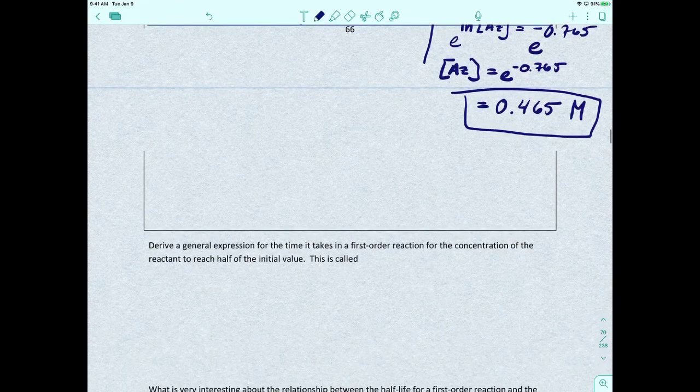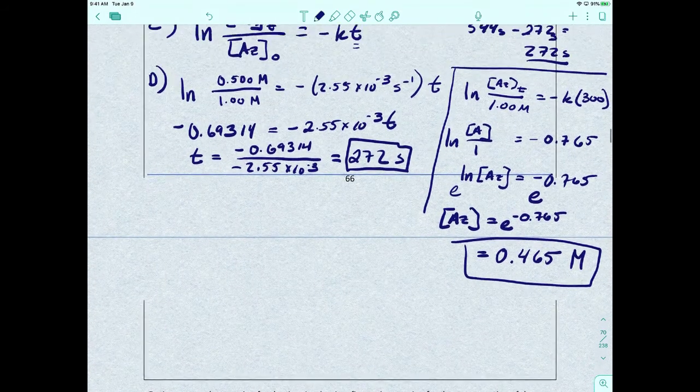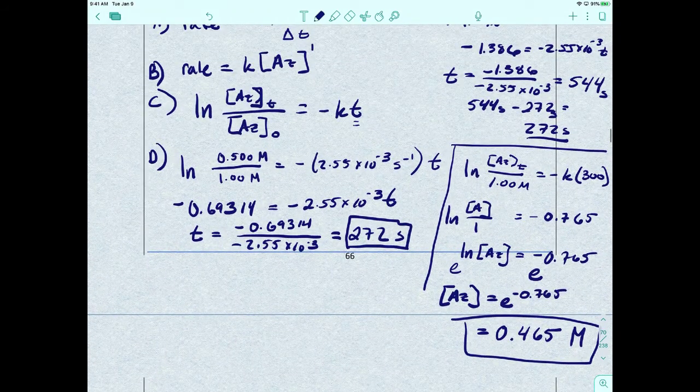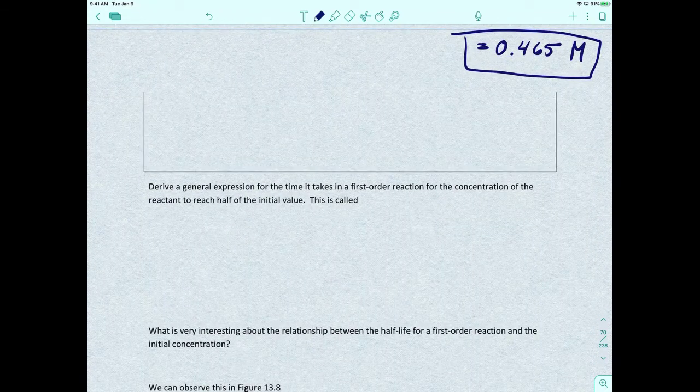All right, now one more thing I want to talk about before we leave this, because we kind of stumbled on something. We figured out when the concentration is halved, we saw that, and then we went to the concentration where it was quartered, and we saw that it was double the time. So there's got to be a pattern here. So here's what it's saying: derive the general expression for the time it takes in a first order reaction for the concentration of reactant to reach half of its initial value. Okay, so let's try this.